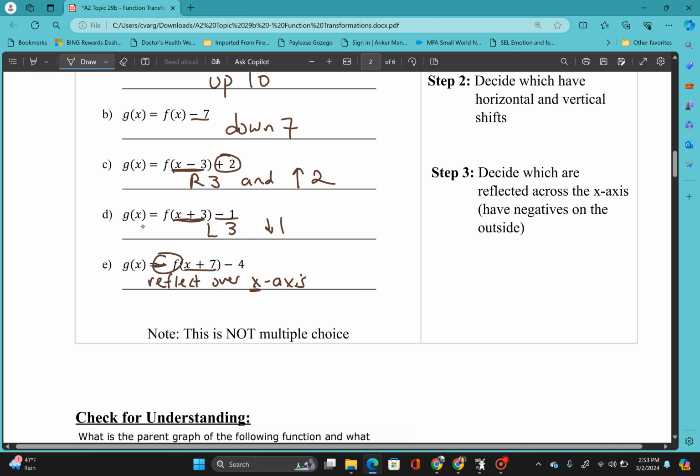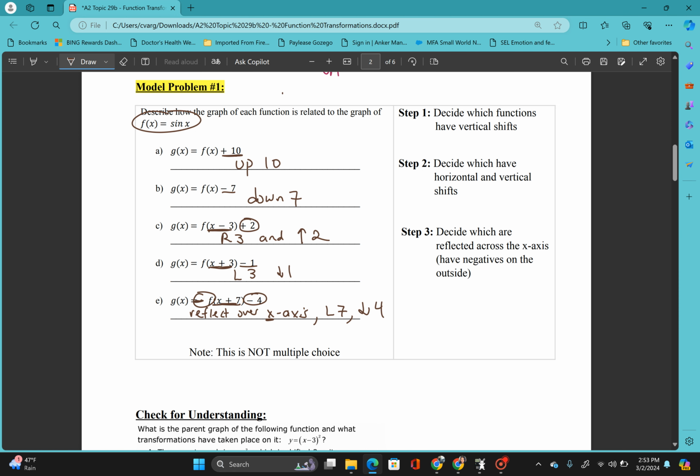So you'd think this is left or right. Okay. You'd think it's right 7, but it's really left 7. So that's another thing that's happening. And this minus 4 right here indicates that it's moving down 4. Okay. So those are the different things that's happening to the graph.